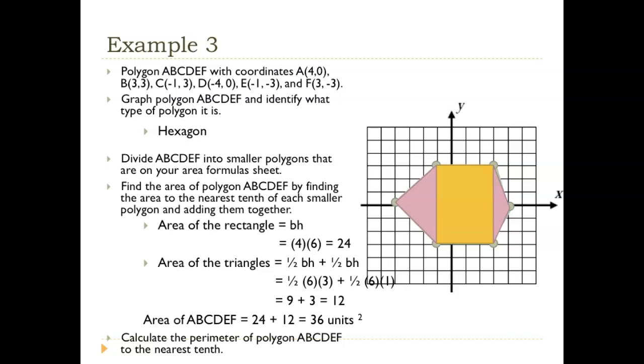All right, lastly, calculate the perimeter of polygon ABCDEF to the nearest tenth. So, to find the perimeter, we're going to need to know the measure of each side.